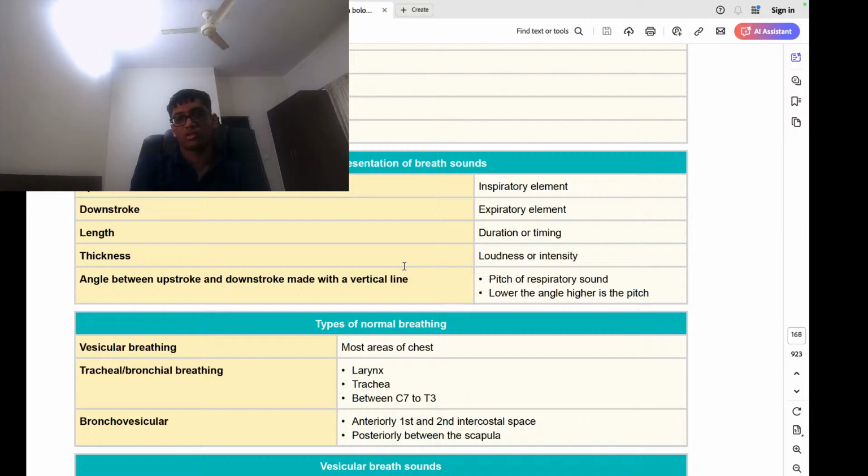Then the graphical representation of breath sounds. The upstroke is the inspiratory element and the downstroke is expiratory. Length is duration or timing, thickness is loudness or intensity, and the angle between the upstroke and the downstroke, made with a vertical line, shows the pitch of the respiratory sound. Lower the angle, higher the pitch.